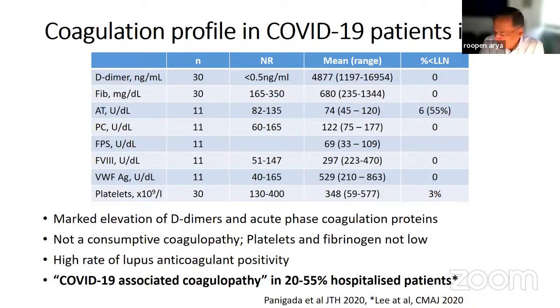There's a very marked elevation of D-dimer and the acute phase proteins. And interestingly, this could be differentiated from the typical DIC in that the platelets and the fibrinogen were not usually that low. The fibrinogen was often quite high, and the platelets used to be quite well preserved. There was also a high rate of lupus anticoagulant positivity in these patients.